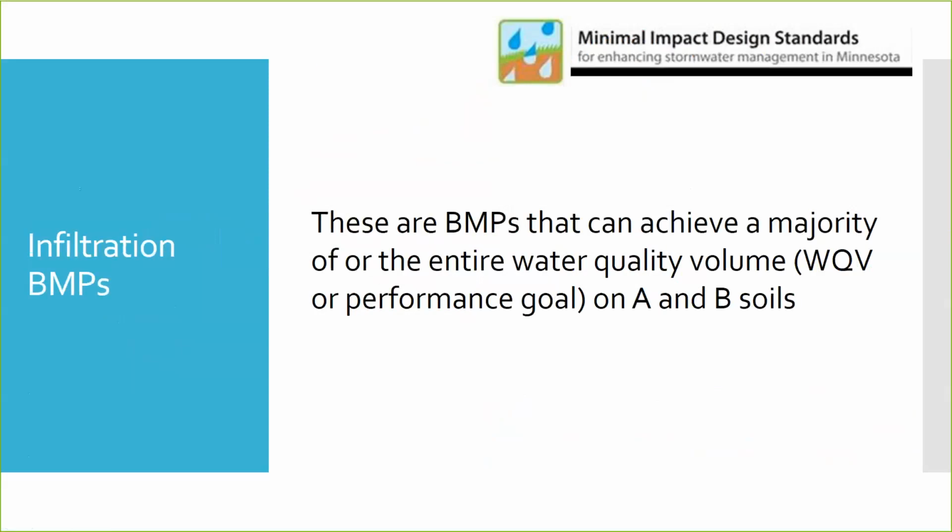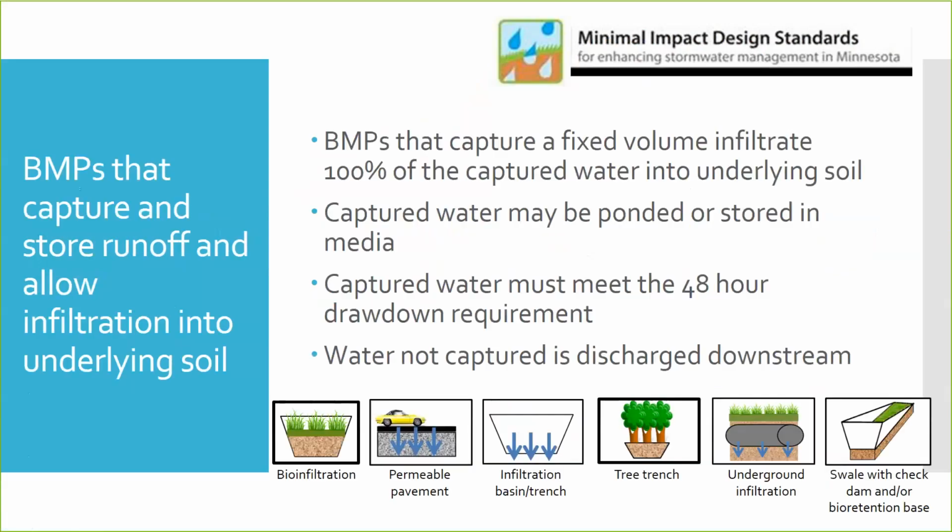So if we look at the infiltration BMPs, these are the ones that can achieve the majority or your entire water quality volume or performance goal on A and B soils, and sometimes on C soils. Just a quick overview. These BMPs capture and store runoff water and allow it to infiltrate into the underlying soil. So they're designed to capture a specific amount of water.